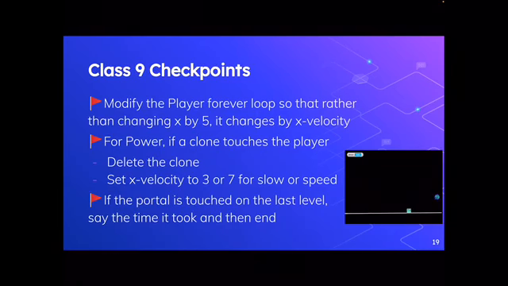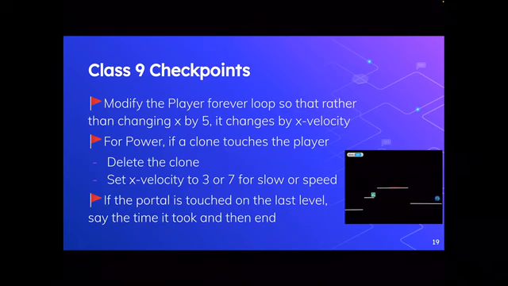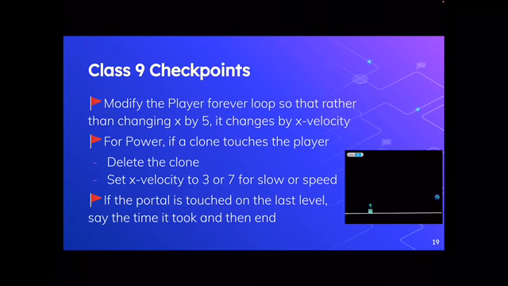Okay, so you can modify the player forever loop so that rather than changing x by 5, it changes x by x velocity. Remember, x velocity is the variable you created. Then, for power, if a clone touches the player, delete the clone and set the x velocity to 3 or 7 for slow or speed as the power-up. If the portal is touched on the last level, say the time it took and then end. That's going to be your score. The timer is essentially going to be timing everything. When you finish the last portal, say the time it took and then you're done with everything.